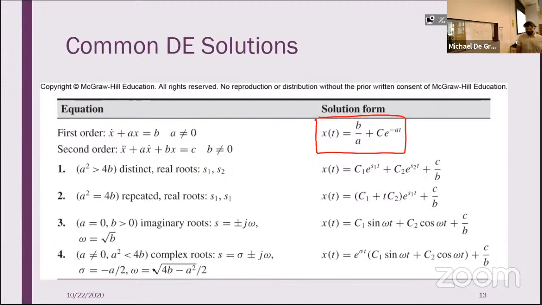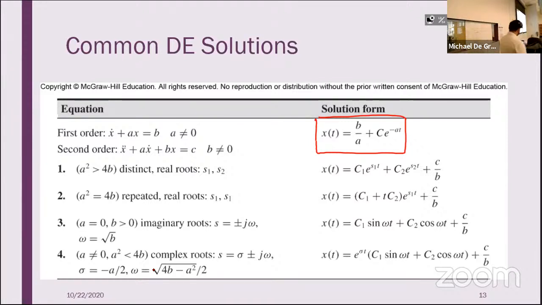C1 e to the S1t plus C2 e to the S2t plus C over B, right? And you can pour all of these constants inside of these equations correspond back to the form that we have up here. I don't want to call it standard form. So it's going back to the form.